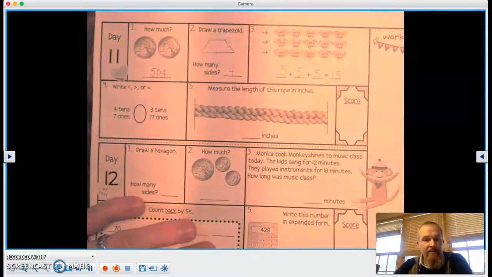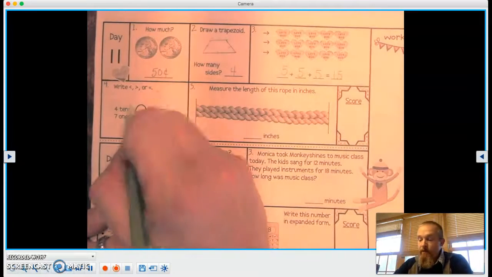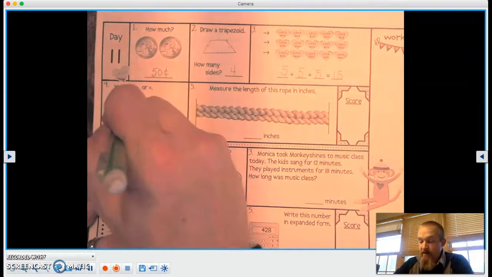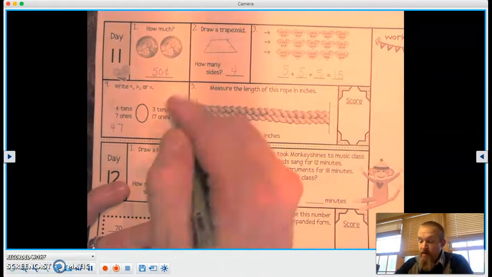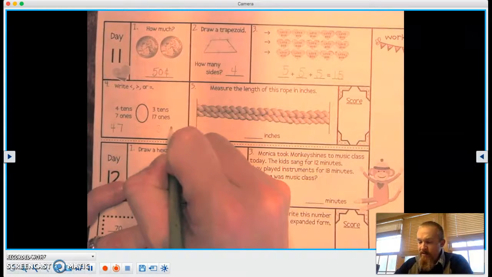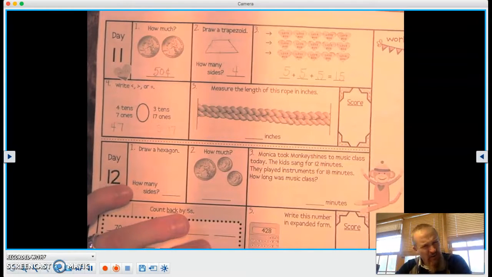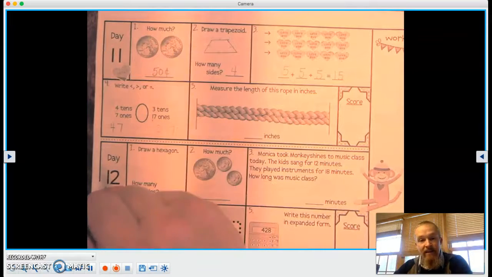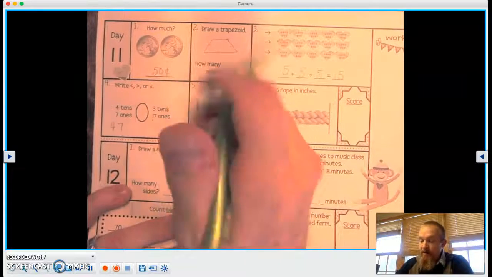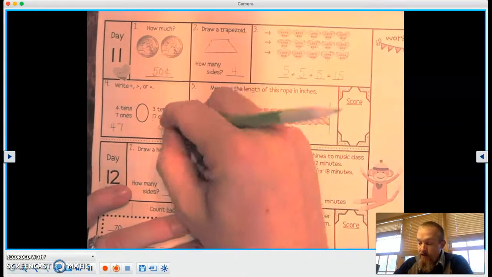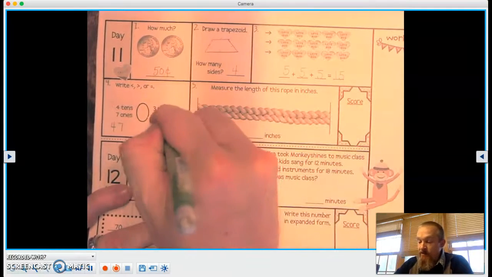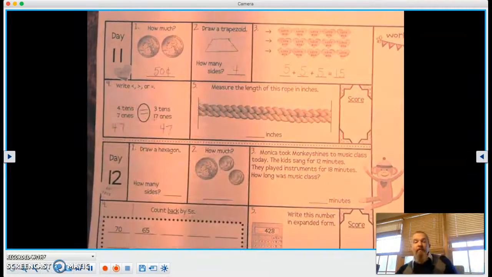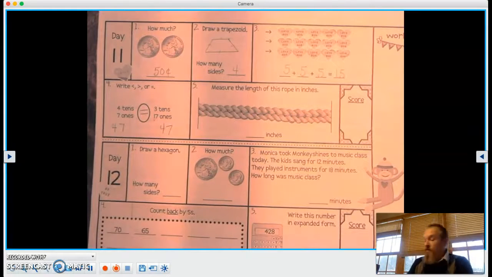All right, number 4, write less than, greater than, or equal to. So we have 4 tens. So 4 in the tens column and 7 ones. 3 in the tens column and 17. Wait a minute. You can't have 17 in the ones column. This one has to go in the tens column. So that makes 4. And now it's 7 in the ones. These are equal. All right. If you knew that right away, that's awesome place value knowledge right there.